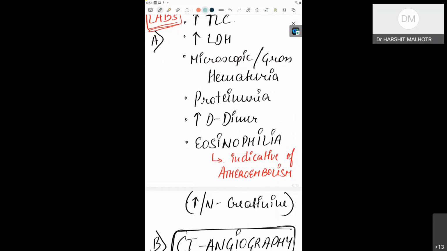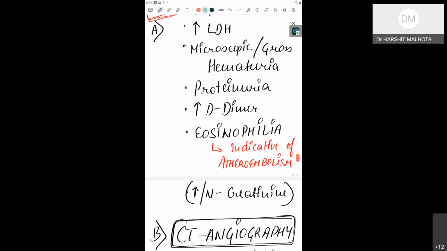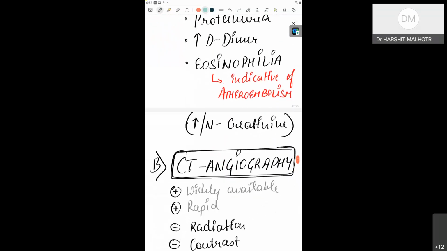Eosinophilia is typically seen in these cases, and eosinophilia per se, the studies say, is indicative of atheroembolism. In any atheroembolism, we typically see eosinophilia in many such patients. So it can indicate a thromboembolic event in the presence of chronic atherosclerotic disease in the patient. And surprisingly, mostly because of the presence of the opposite kidney, in most of the cases there is normal serum creatinine.